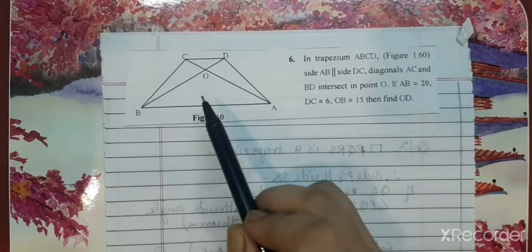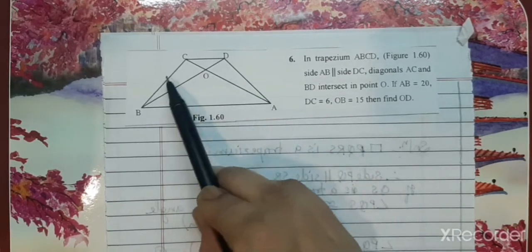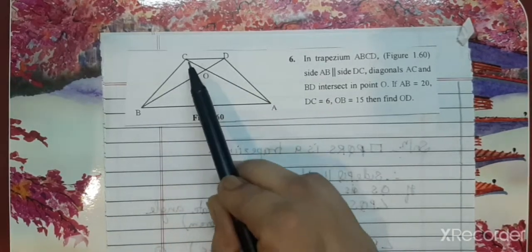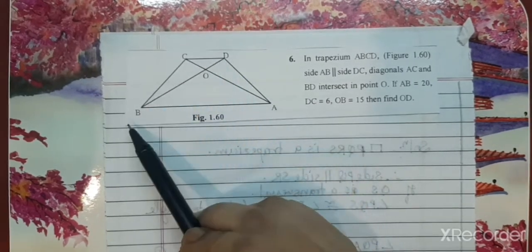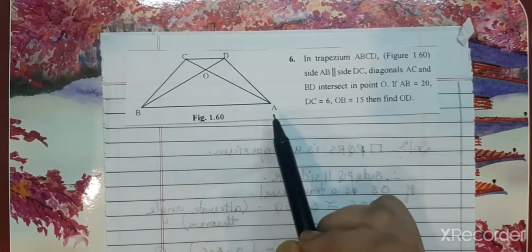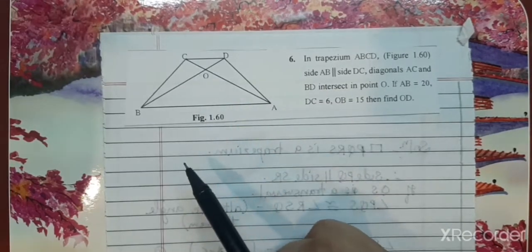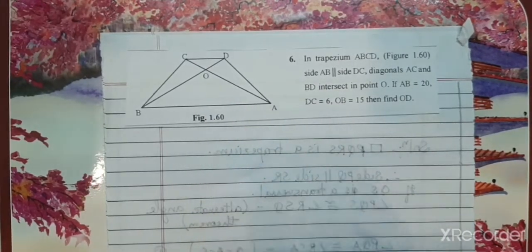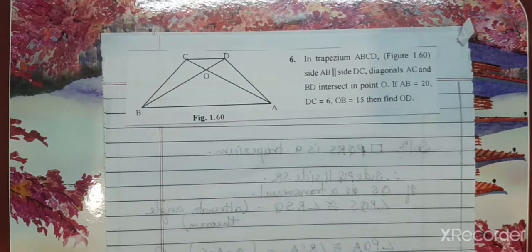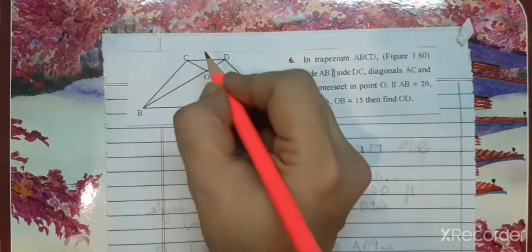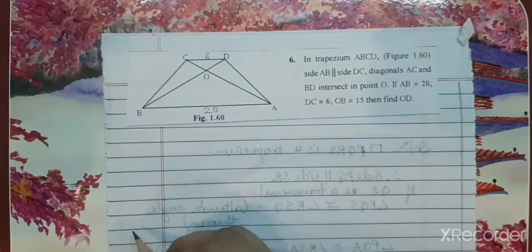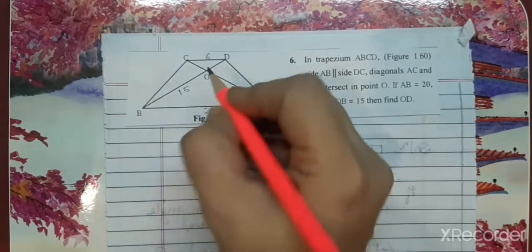Okay. When we look at the figure from the given information, this is a trapezium ABCD. AB is parallel to DC, whereas AC and BD are the diagonals which intersect at O. They have given AB is 20, so we mention here AB as 20, no units are given, DC as 6, OB as 15, and we have to find OD.